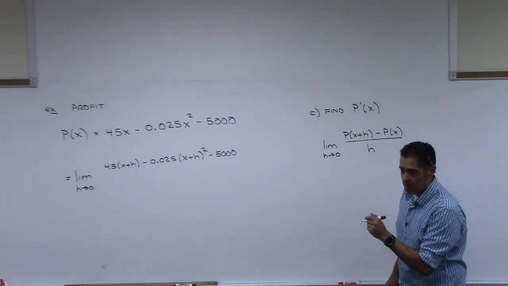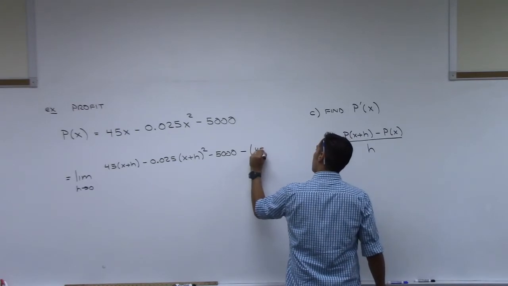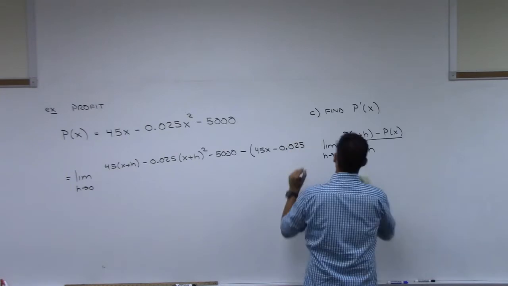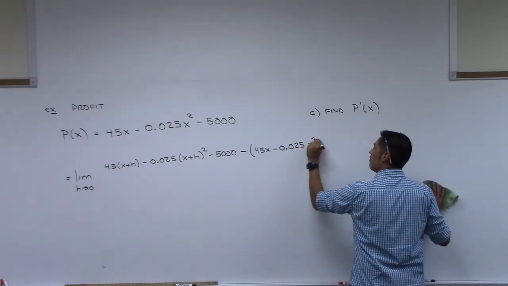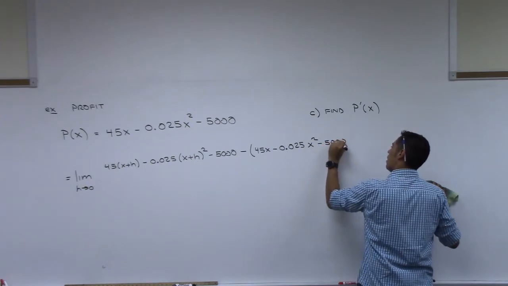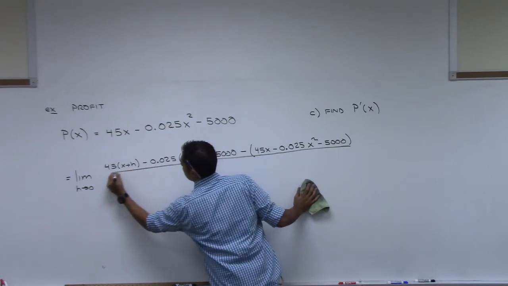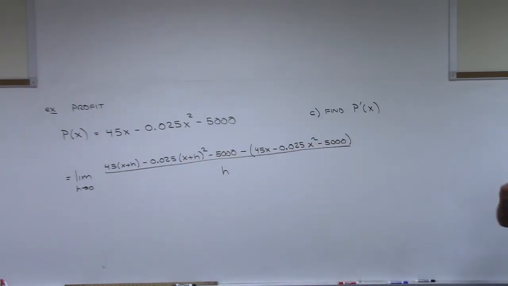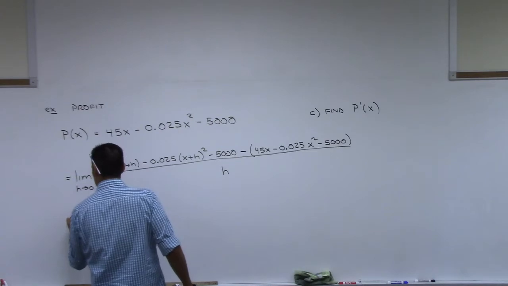Then minus parentheses 45x, x squared minus 5,000. And then all of that over h. I admit it, that's a mess. I mean, it's the way it is, though. Okay, limit as h goes to 0.